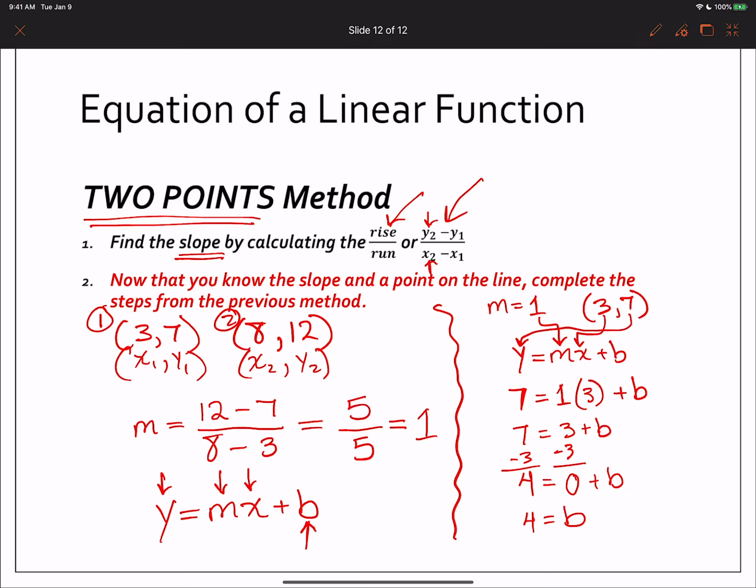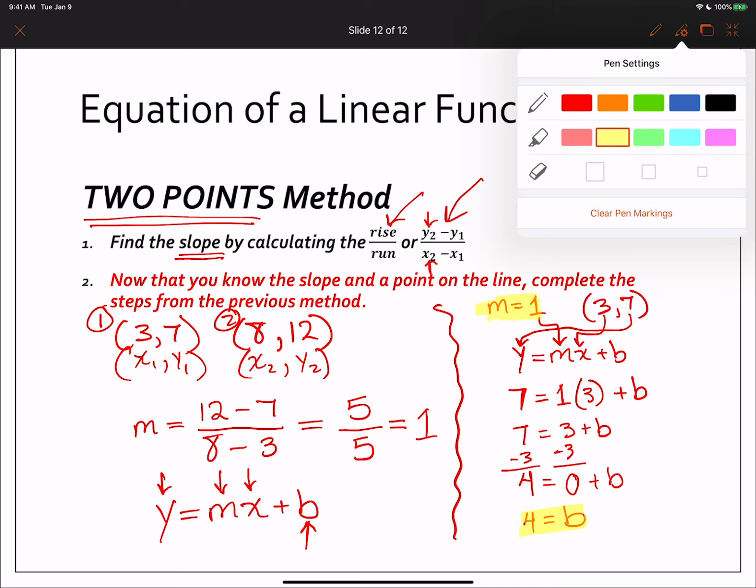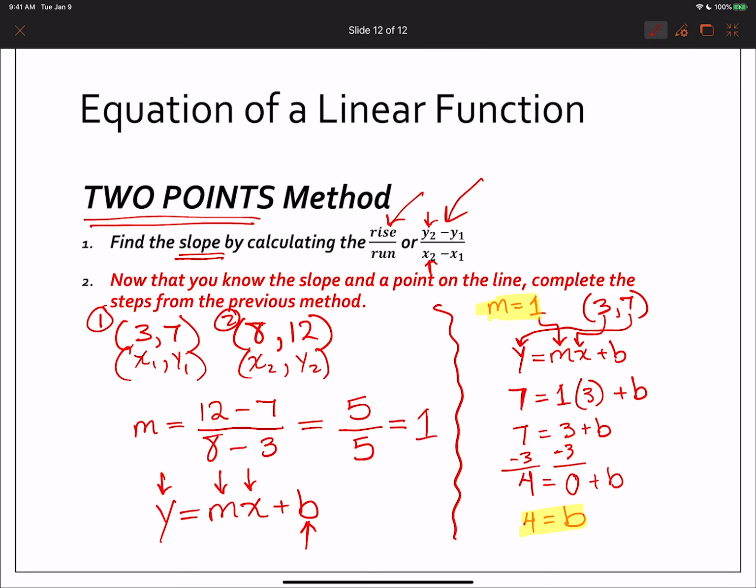So now, what do we know? We know b and we know m. And because we know b and m, we can rewrite the equation of our line, which is this thing over here. And we just write it. y equals, what was m? m was 1, x plus 4. And just like that, we're done. That's the equation of that line, right?